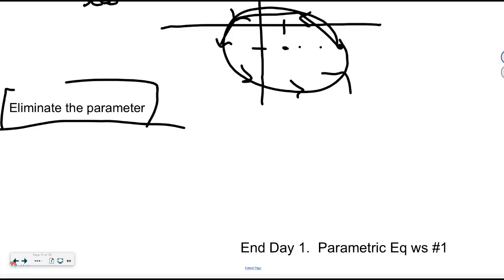This is kind of the level I test you at for eliminating the parameter. I ask you to do one of them on your test. It's not a big deal, but did you eliminate it there, Sparky? I'm going to talk about that in just a second.